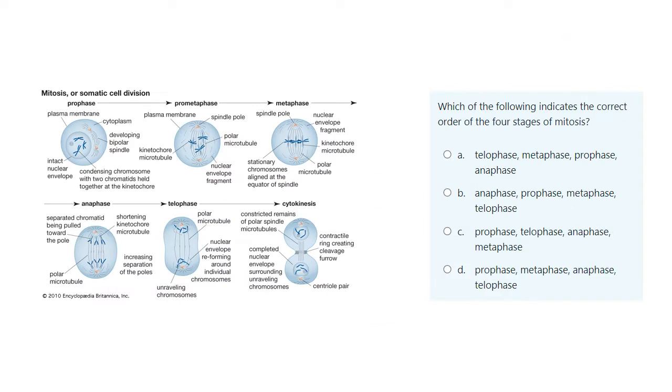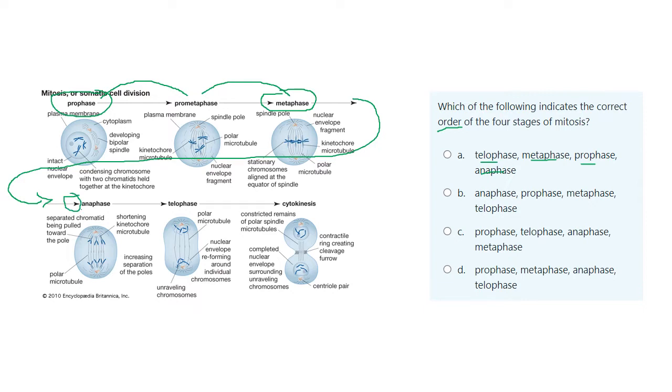Number 3. Which of the following indicates the correct order of the 4 stages of mitosis? The answers are looking at telophase, metaphase, prophase, and anaphase, but in different orders. So let's look here. We have the prophase going into the prometaphase, which goes into, we can see the arrow there, into metaphase. The arrow then comes down and starts to go along here. We can see the arrowhead. So anaphase is next, and then telophase, and then finally we have the cytokinesis.